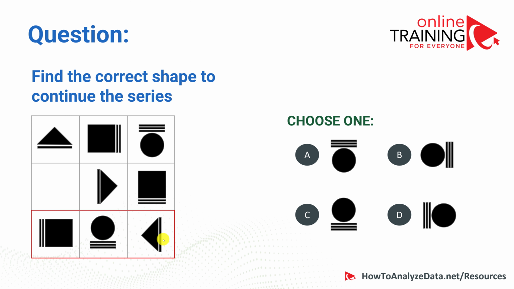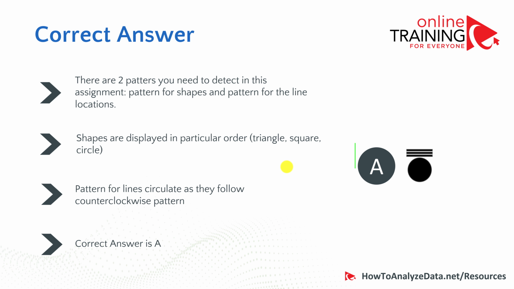So I think the missing shape here would be the one before the left, which would be on the top. The right answer in this case would be A, because here we have a circle which matches the circle's pattern, and then we have lines located at the top. Let's verify to confirm that. And as you can see, the correct answer is A.